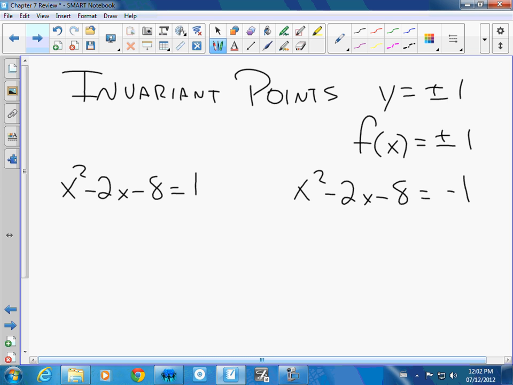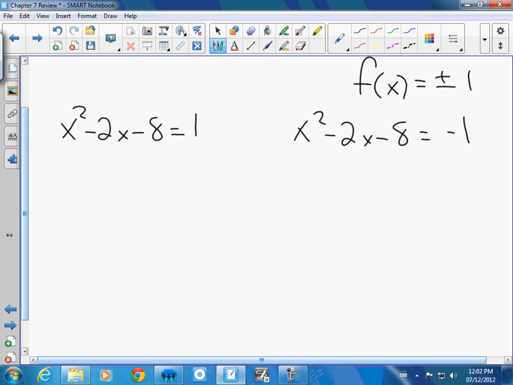Both of these are ugly. Let me get down to them. Both of these are going to be quadratic. Yep. So let's do the math. So what do we do here first? Move the 1. So x squared minus 2x, move over the 1, minus 9 equals 0.